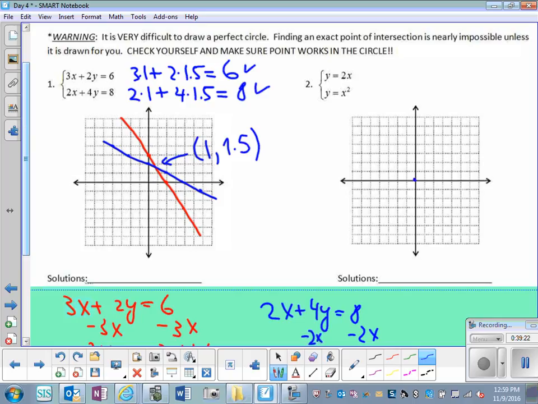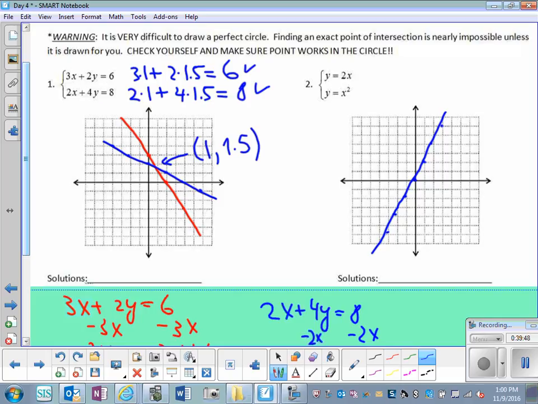So for this line, my y-intercept is where? 0, 0. And then the slope is 2. So I have 2 rise over 1 run. So 1, 2, and then I have this and this. So my line looks something like this.